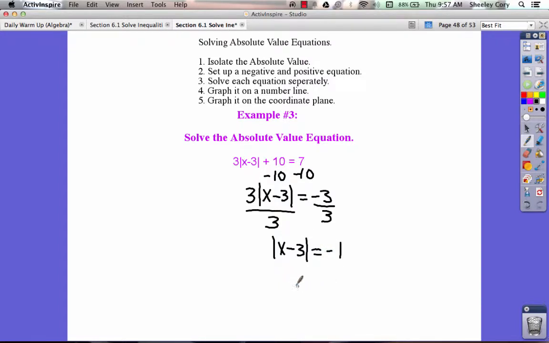Now here's a dilemma. This is saying our distance from 0 is negative 1. Well, can we ever be a negative distance from 0? No, you never have a negative distance. Your distance from 0 can only be 1, either 1 foot to the right or 1 foot to the left, and that would be a negative 1 or a 1. You can never have a negative distance from 0. So, in that case, this problem here would be a no solution, because you cannot be a negative distance from 0.